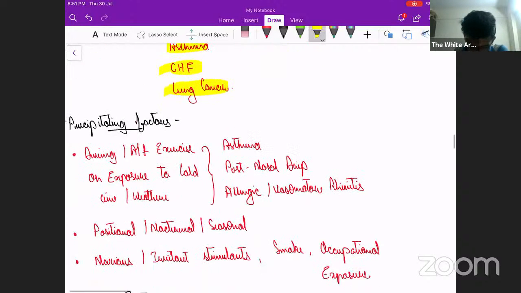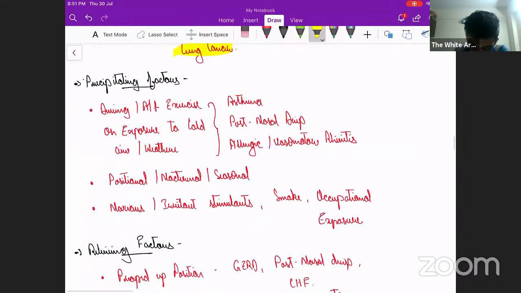So next is precipitating factors. If any precipitating factors like during or post exercise, on exposure to cold air, cold weather, then you can think of asthma, post nasal drip, allergic rhinitis, vasomotor rhinitis, all these things. Then positional variation, which we already discussed, nocturnal and seasonal precipitating factors we have discussed, and sudden exposure to any noxious or irritant stimulants, smoke, occupational exposure, all these things could be the precipitating factor.